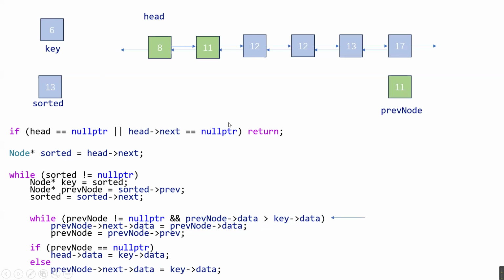And also the previous is greater than the 6. So we will continue and go to this line. And also the previous next, this one, will become previous data. Also, we shuffle the 11 from left to right, right? And then we set the previous node to become 8. And then the 8 is also greater than the 6. So we go back to this line again.